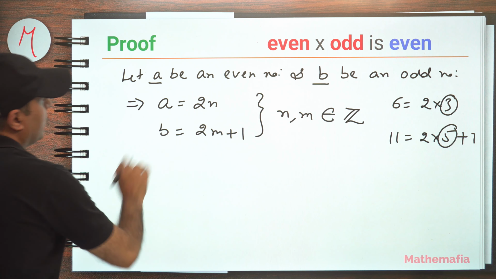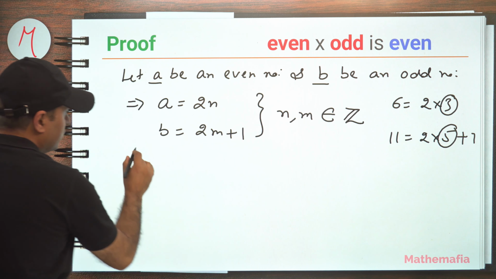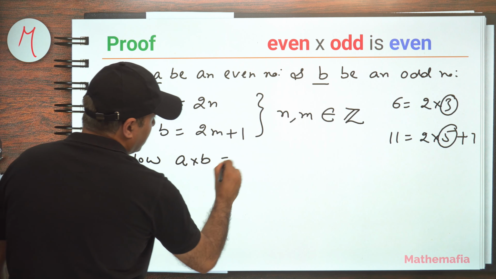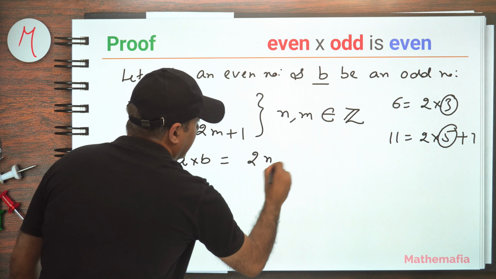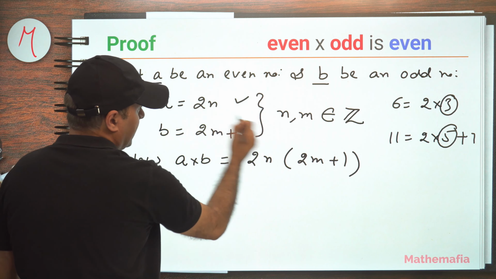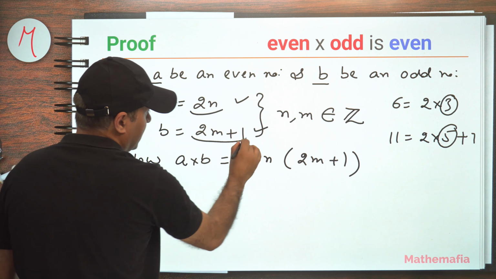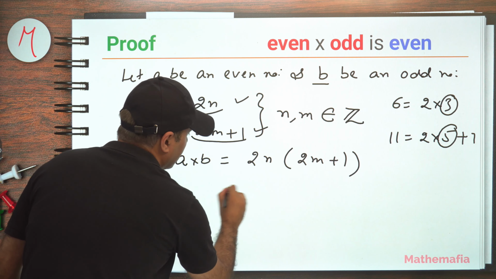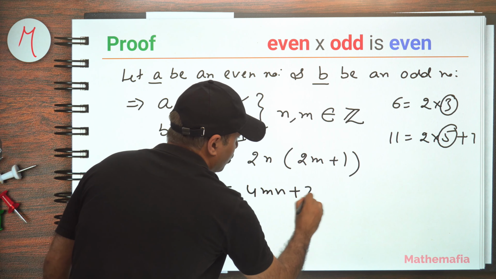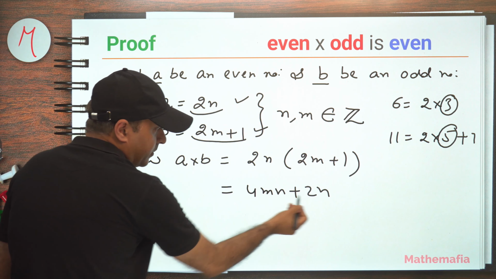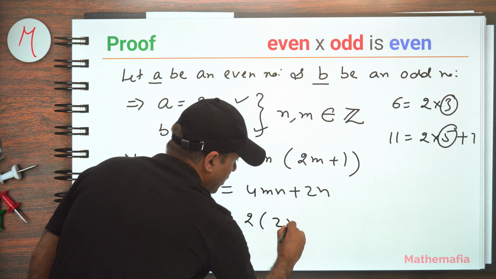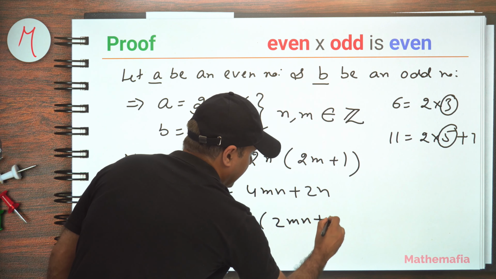Okay, fine. Now we have to take the product of these two. So now let's multiply a and b. So this will be equal to 2n multiplied by 2m plus 1, right? So this is a and this is b, so we have to multiply this with this, so this is 2n into 2m plus 1. So let's open it, so it will become 4mn plus 2n, right? Now this is an even number, this is an even number, so let's take 2 common, and inside it will remain 2mn plus n, right?